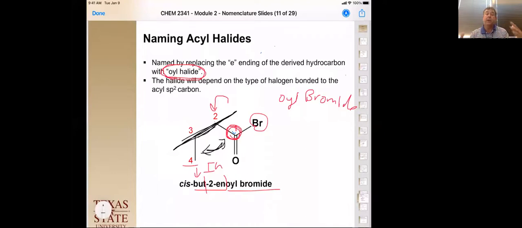So when we build our whole name together, it's cis-, and notice the cis is italicized, and then but-2-enoyl bromide. Okay, let's see, I have a question here.